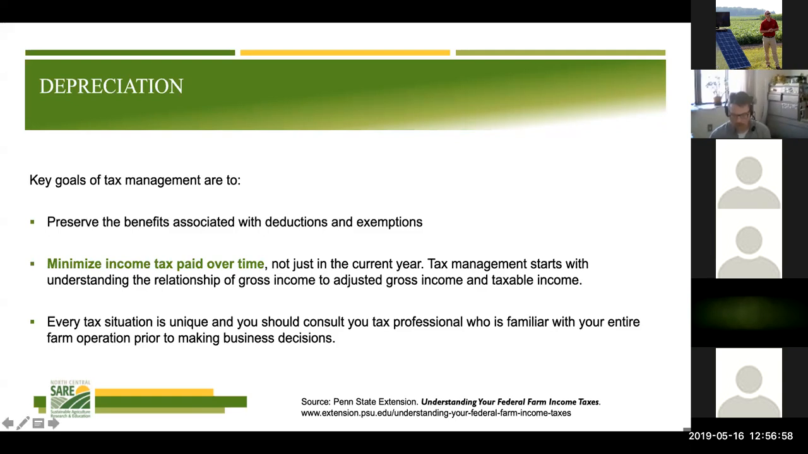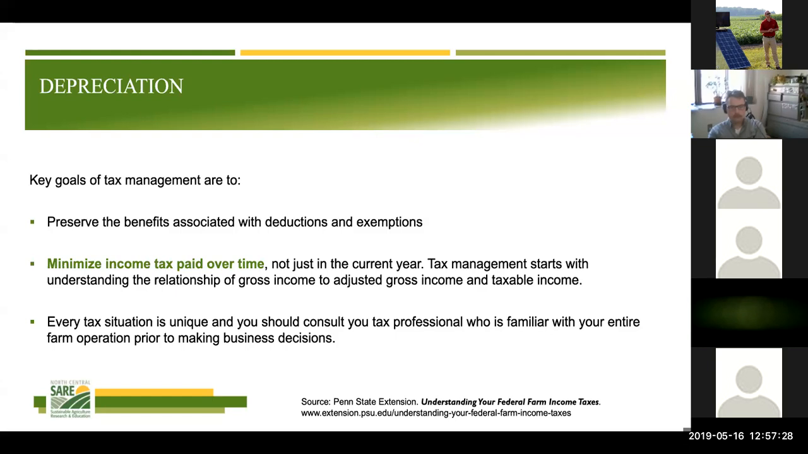There's a really good resource listed here down at the bottom, this Penn State Extension fact sheet. There's a web page and a fact sheet for understanding your federal farm income taxes. It does a really good job of talking about how the main idea is not to just burn through all of your deductions in year one as much as it is to preserve the benefits associated with those deductions and exemptions to minimize the amount of income and taxes paid over time.